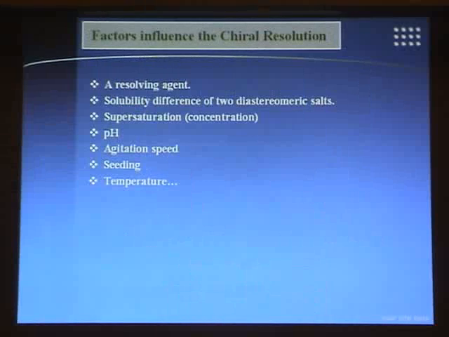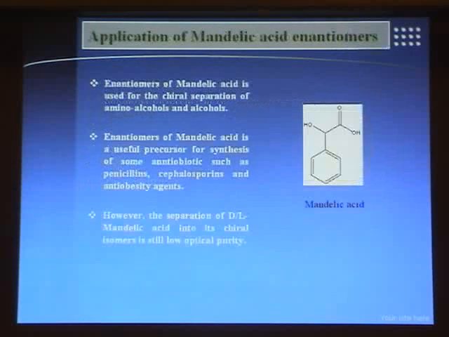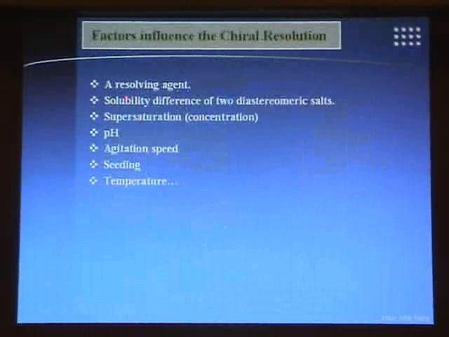However, resolution efficiency can be affected by the resolving agent, the stability difference of the diastereomeric salts, and some operating conditions, for example solvent, pH, agitation, stirring, or temperature, and so on.